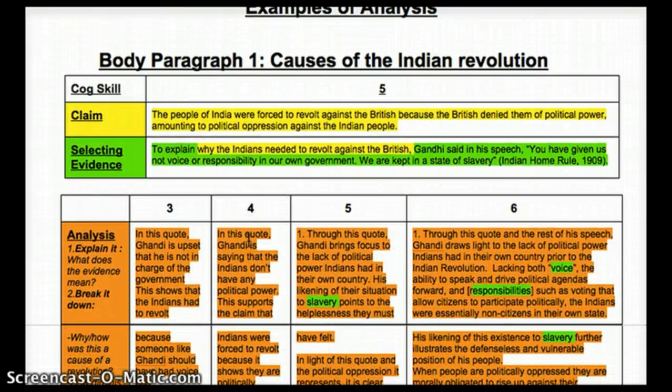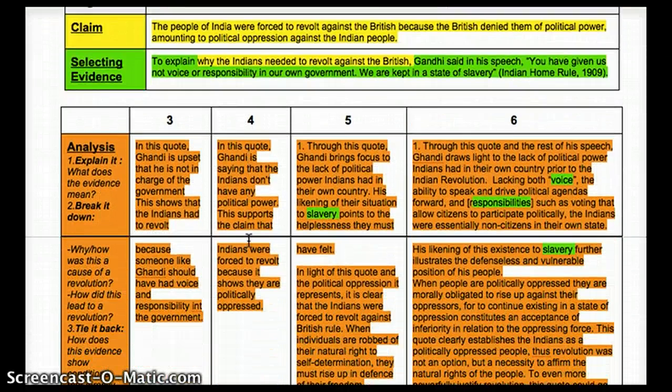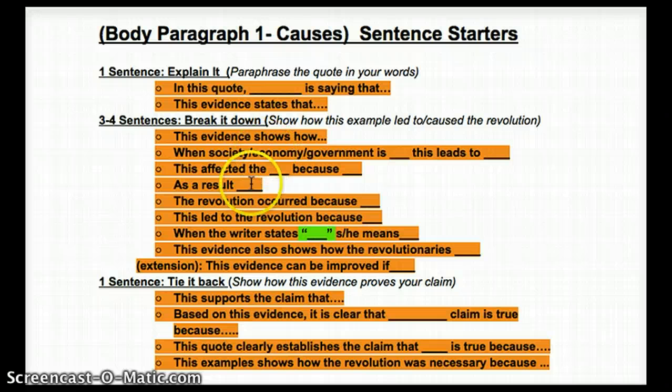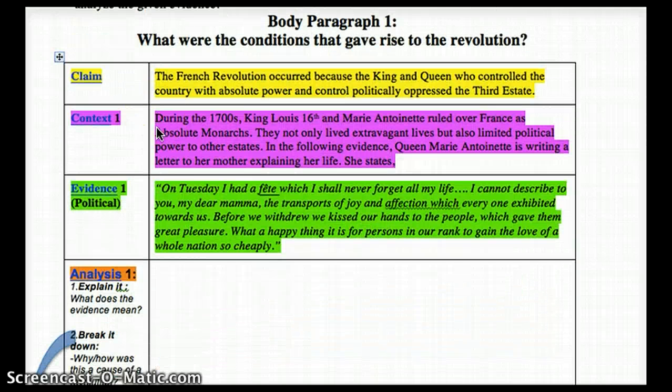I have an example down here that you could look at later on. It's about India, and there's a difference between 3, 4, 5, 6. But I'm actually going to do this on France right now using the graphic organizer from class today. And we're going to focus on body paragraph 1, which is a little bit different than body paragraph 2. Okay, so this is my body paragraph number 1. And in the body paragraph 1, I've taken one of my evidences to show how to do this, the political one. And here's my claim, that the French Revolution occurred because the king and queen, who controlled the country with absolute power and control, they politically oppressed the third estate.